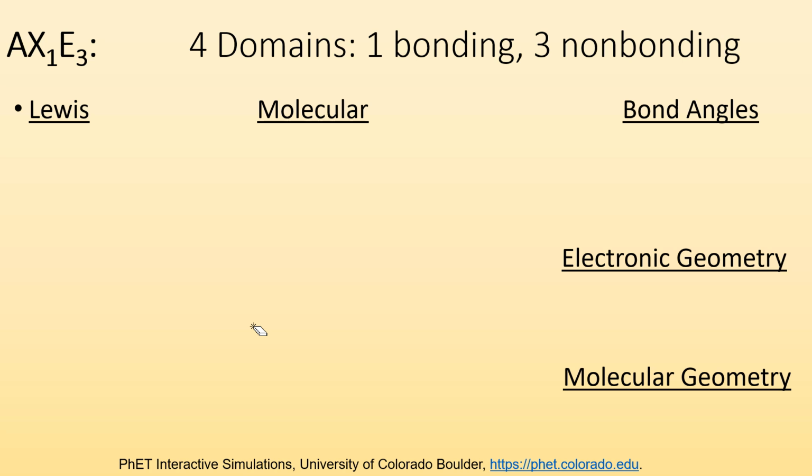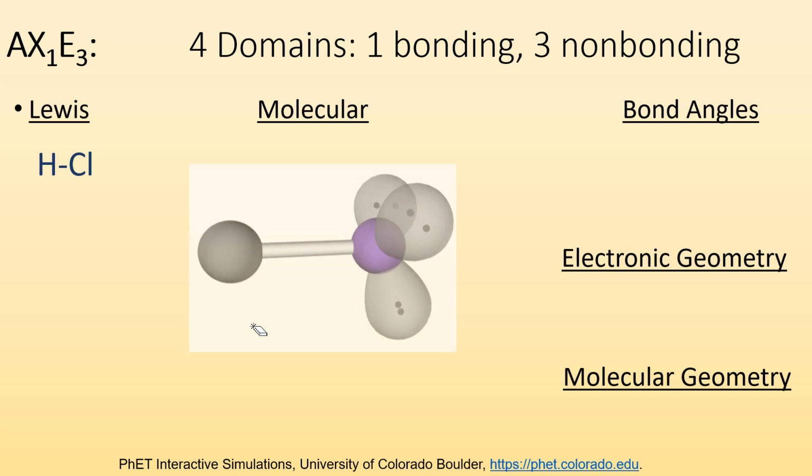All right, AX1E3, 4 domains total. Again, 1 bonding and 3 non-bonding. An example could be HCl, where chlorine's our central atom. Chlorine's bonded to 1 atom, but has 3 unshared pairs of electrons. So the bond angle here, since there's only 2 atoms, it makes a line. It's 180 degrees.